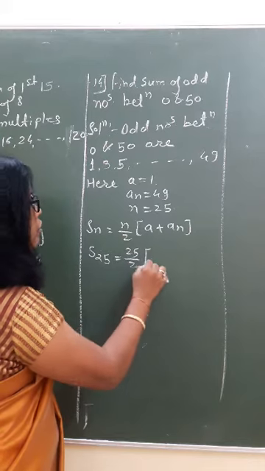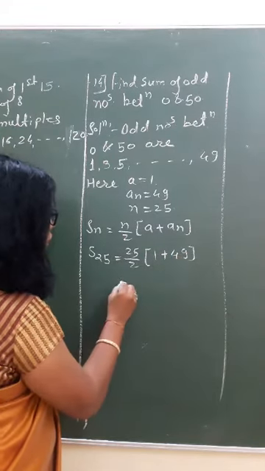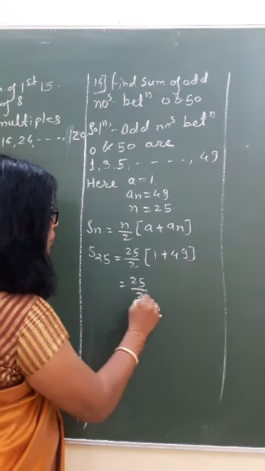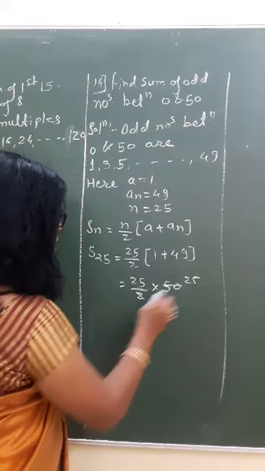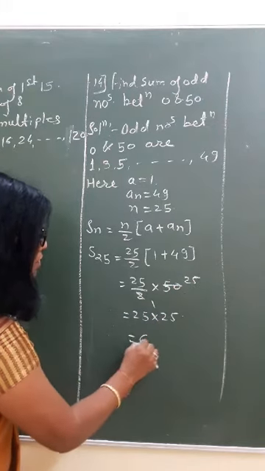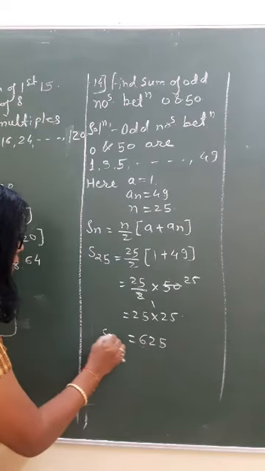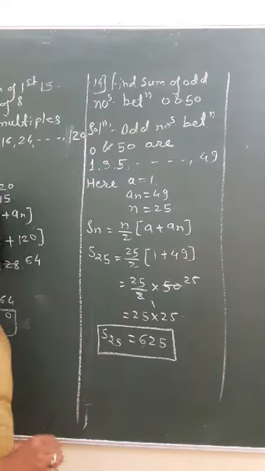25 divided by 2. Here the first term is 1 and the last term is 49. So what we will get here: 25 divided by 2 into 50, and here 2 ones are 2, 25 are 25. Everyone knows 25 square is nothing but 625, and here we got S25 is equal to 625.